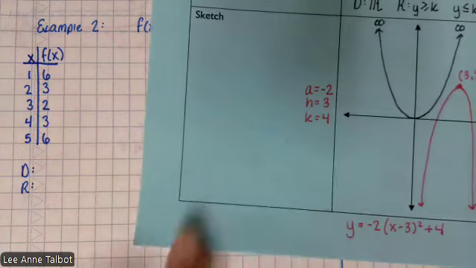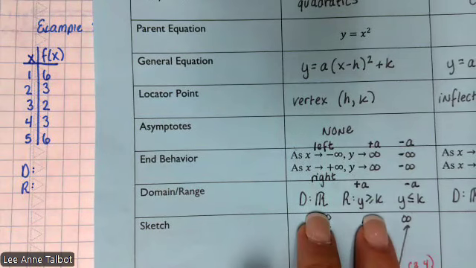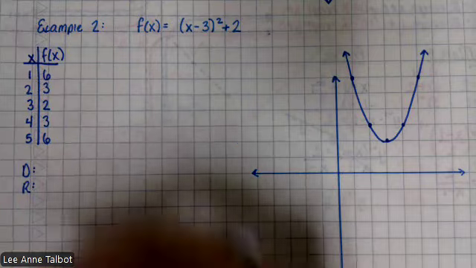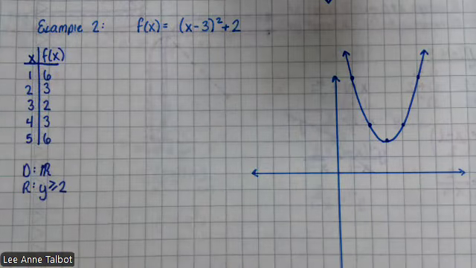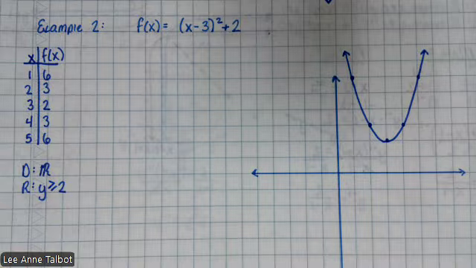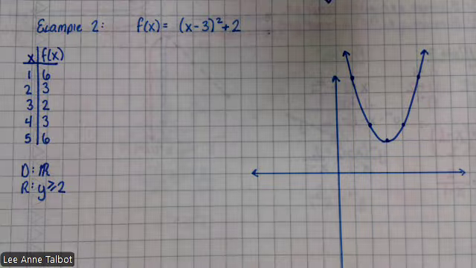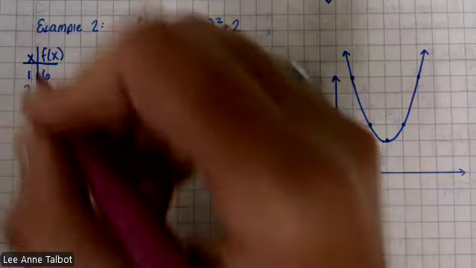Okay. Parabola, positive a value. The domain is all reals. And the range is y is greater than or equal to k. What's k in this problem? 2. Okay, anybody want to ask anything at this moment? Clarification of any type? We're good? Okay.